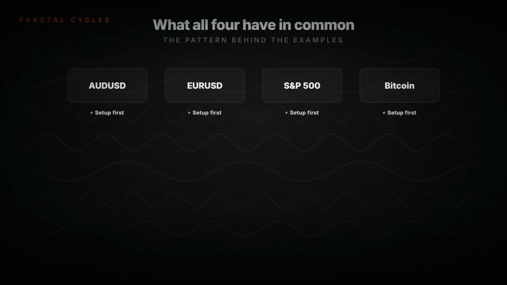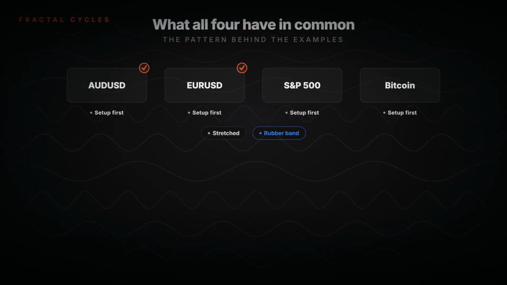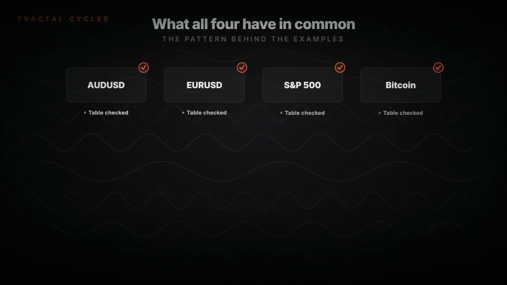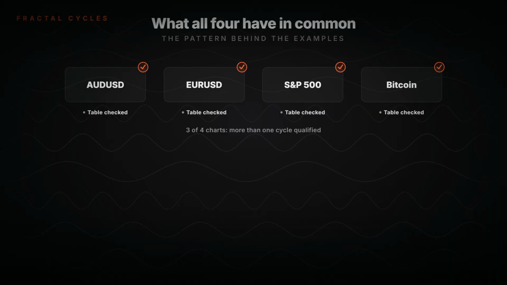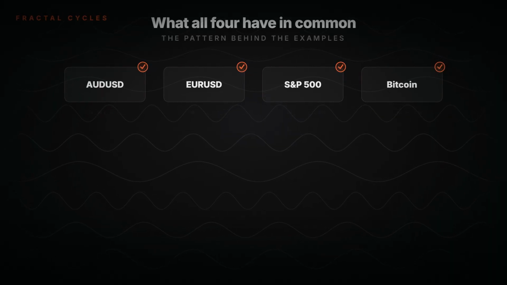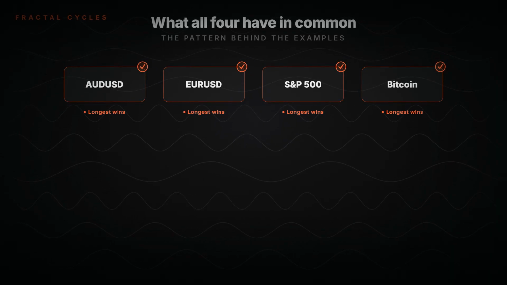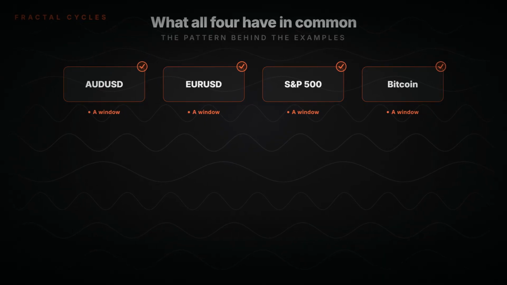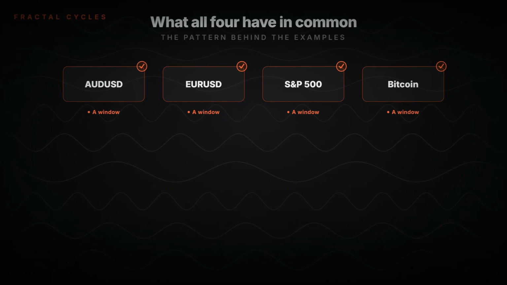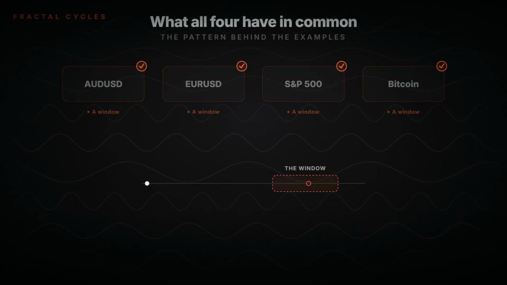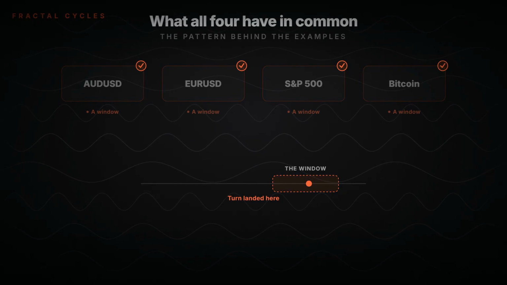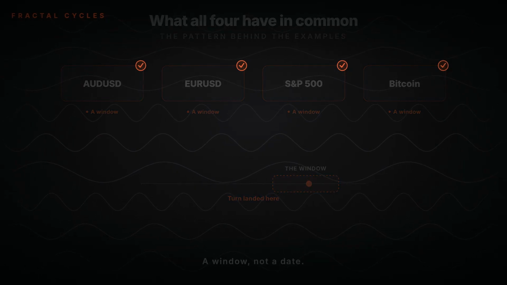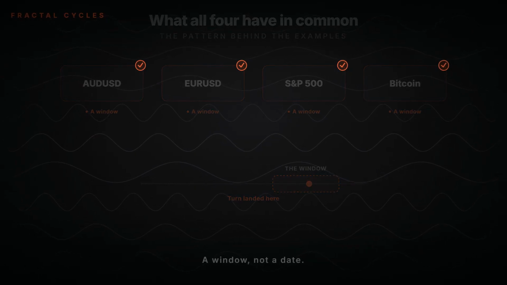It is worth looking at what all 4 of those charts have in common. In every one of them, the setup came first, because the price had to be stretched and the market had to be behaving like a rubber band. And only after both of those lined up did the table get consulted at all. In 3 of the 4, more than one cycle qualified, and the longer one was taken every single time. And in every case, the projection gave a window in time rather than an exact date, because the turn showed up somewhere inside that window, which is exactly how you should read every cycle projection this method produces.